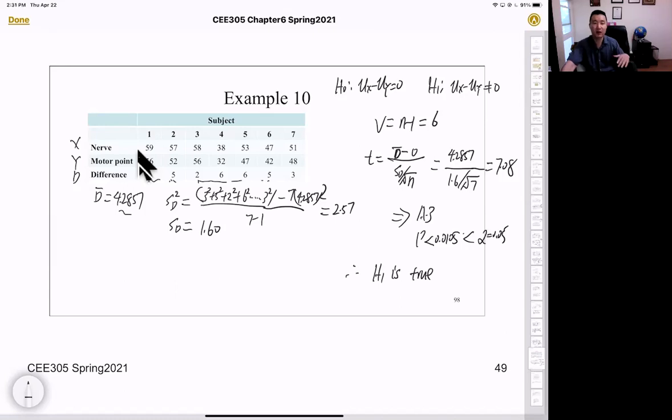Then we calculate the p-value. The p-value depends on how H1 is asked: to the left, less than; to the right, greater than; not equal, the two tails added together. Then we compare the p-value with alpha. Normally alpha is 5%. Then we draw a conclusion: if the p-value is less than alpha, then H1 is true. So that's the way we do hypothesis tests.